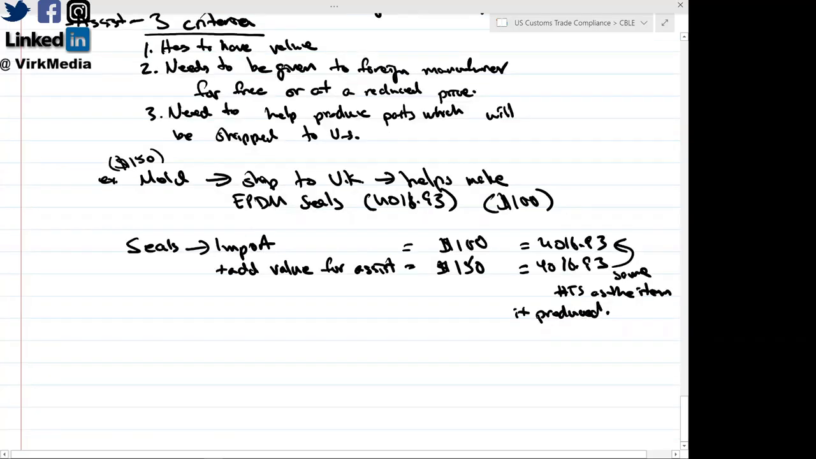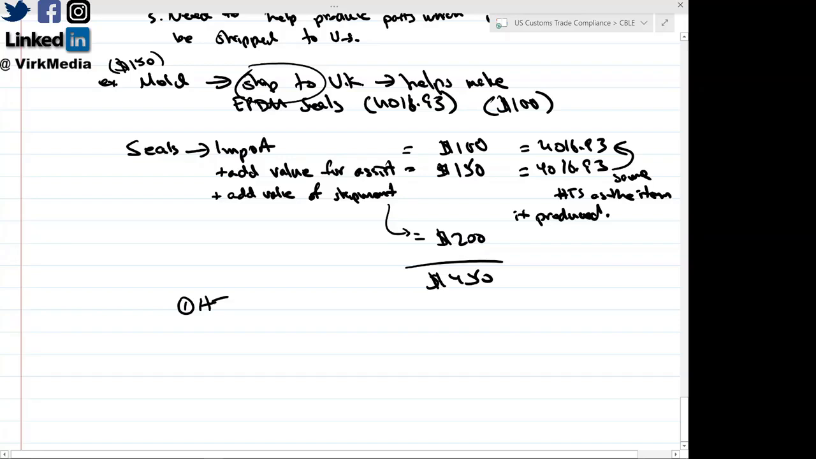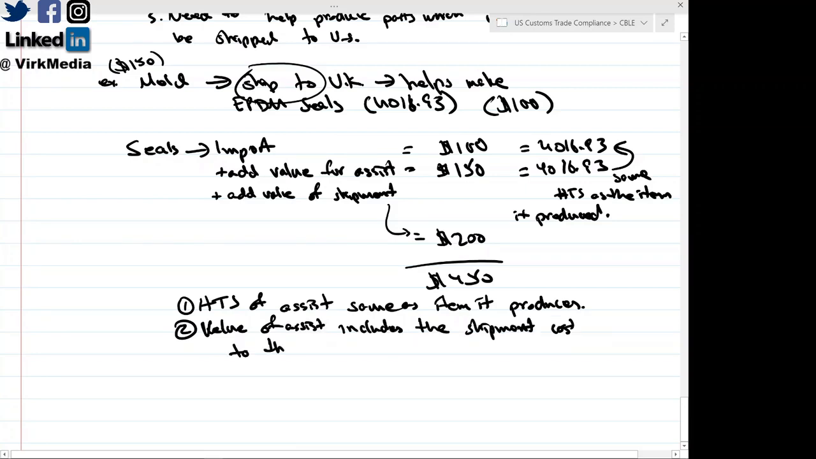But in this example that I gave, you have to realize that the US importer also shipped the mold to UK. So in this case, you have to add value of shipment as well. So if that was worth $200, then the total import value in this case would be $450. And then of course you go and make sure that you have all the other deductions and additions that you need to make the correct net entered value. So two things to note here are HTS of assist same as item it produces, and value of assist includes the shipment cost to the foreign manufacturer.